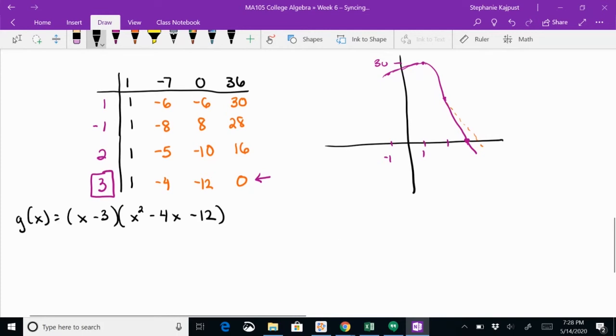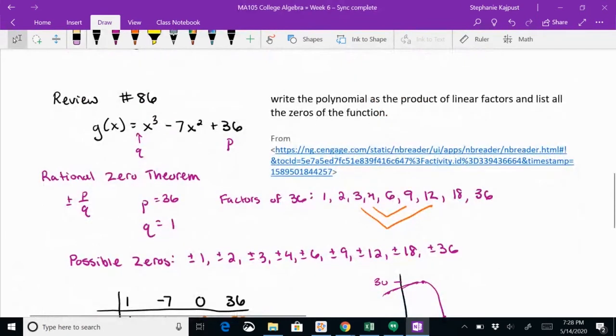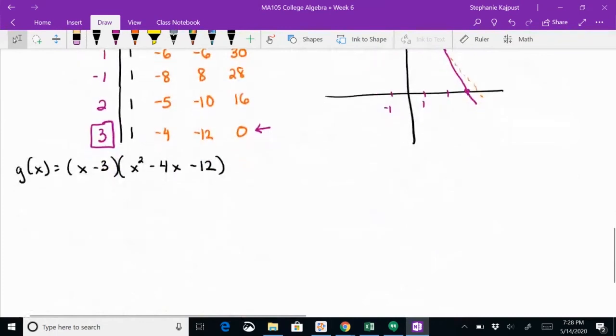Just as a reminder of what we're doing here, the question says to write the polynomial as a product of linear factors and then list all the zeros. So we have found 1 zero, but we're not done. It's x cubed, so there should be 3 zeros. So we have 2 more. And now the next part is we need to deal with this x squared minus 4x minus 12.